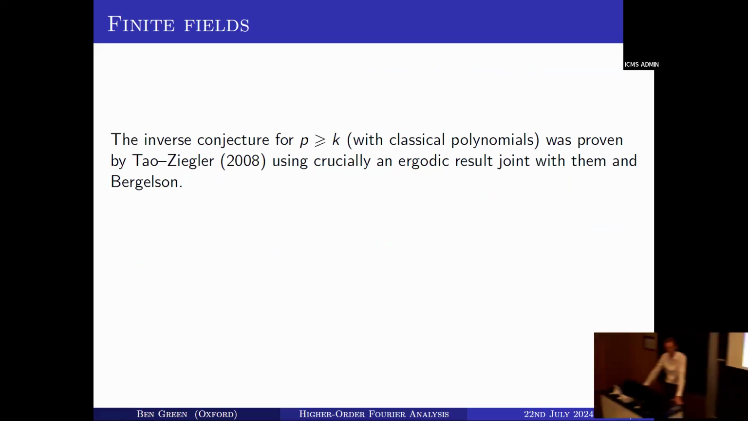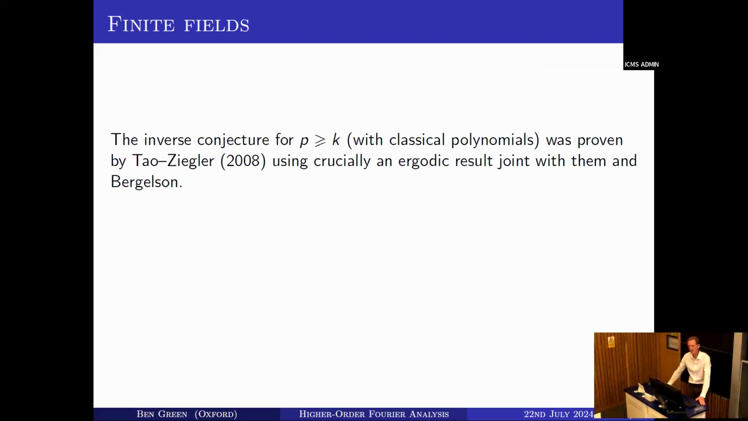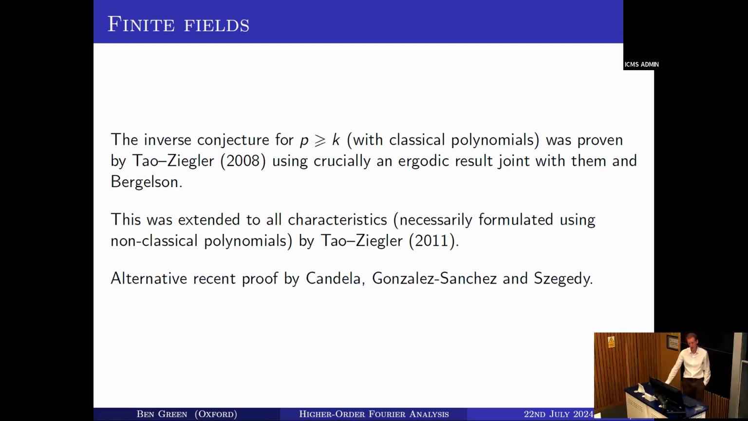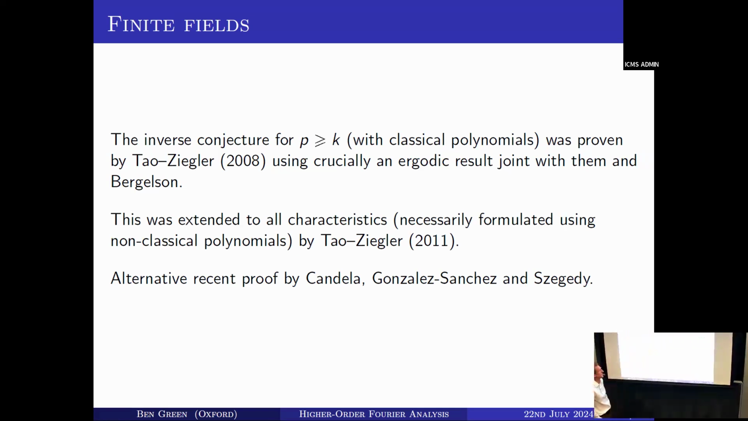So that was proven by Terry and Tammy, and a crucial element of that proof was an ergodic result with the two of them and Vitaly Bergelson. So ergodic theory is crucially used in this proof. And then it was extended to all characteristics with the appropriate reformulation about 3 years after that. And just to complete the rectangle, there's a Szegedy-style proof of this with his collaborators Candela, Gonzalez, Sanchez quite recently.